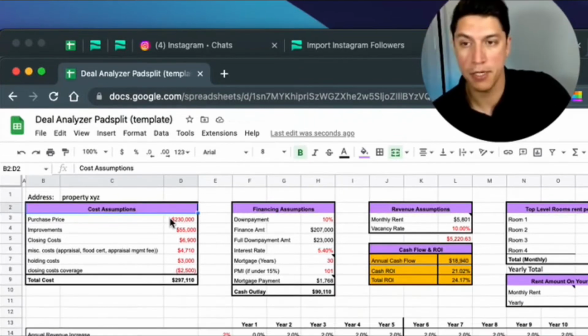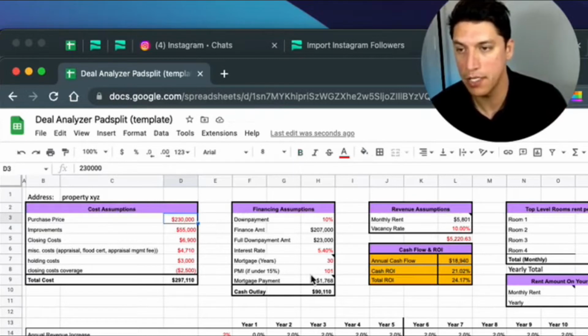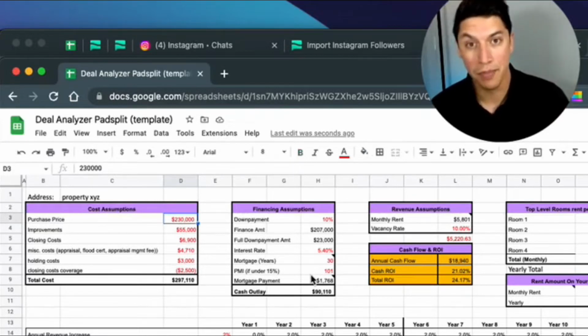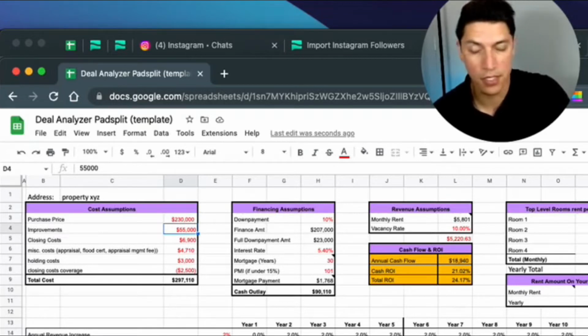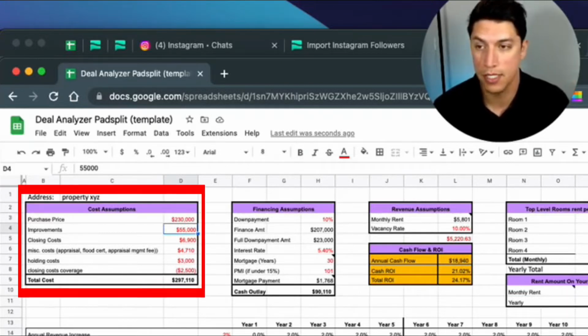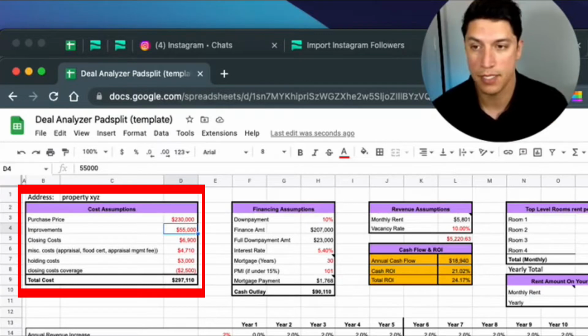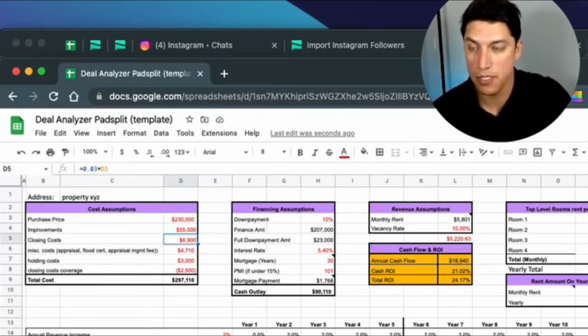So purchase price is obviously what you're buying the property for. If you're buying it for 230 grand, how much improvements on top of the purchase price are you going to be putting into it? In this case, it could be 30, it could be 40, it could be 55. This is actually an example of one of the homes that we bought. Purchase price was 230 grand. Improvements were 55 grand. And I knew closing costs here, we're estimating 3%, usually 3% of the purchase price.